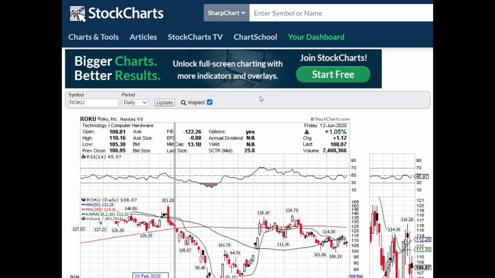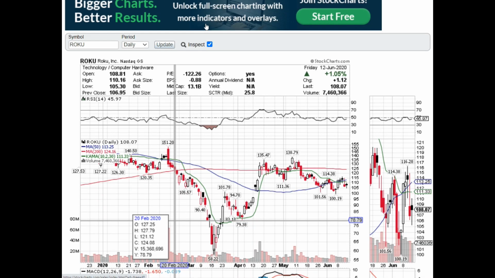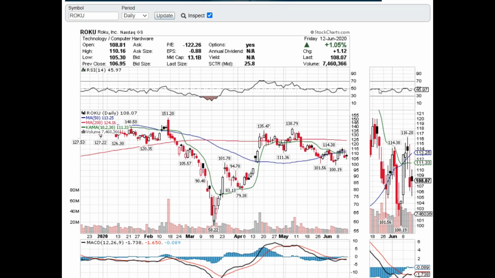All right, so here we have stockcharts.com. This is the website I use a lot for my stocks and charts that I use to follow indicators like RSI that I've taught in previous videos. If you want to learn more about RSI, I'll have a link that's going to pop up. Click on that, and you can learn all about RSI. So in this video, I'm going to teach you about the MACD.